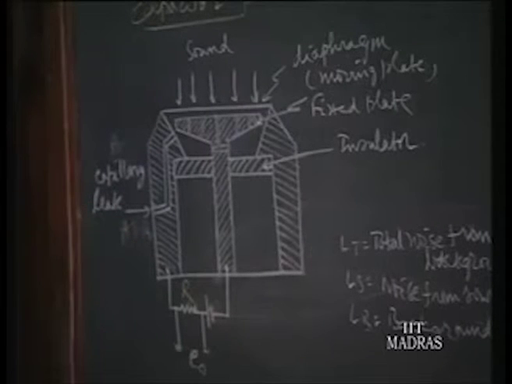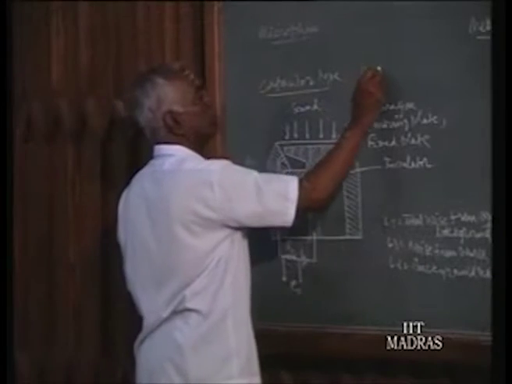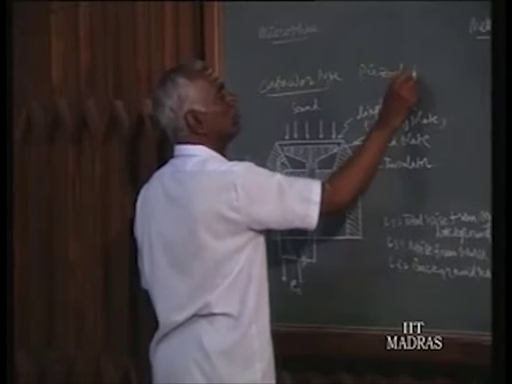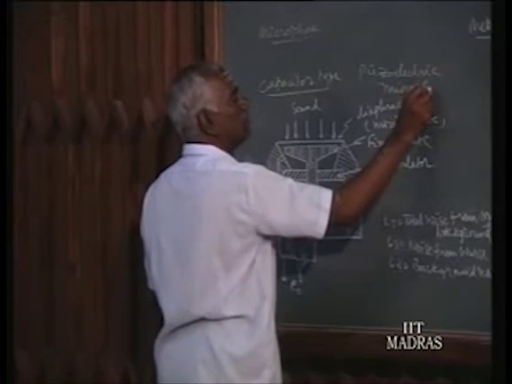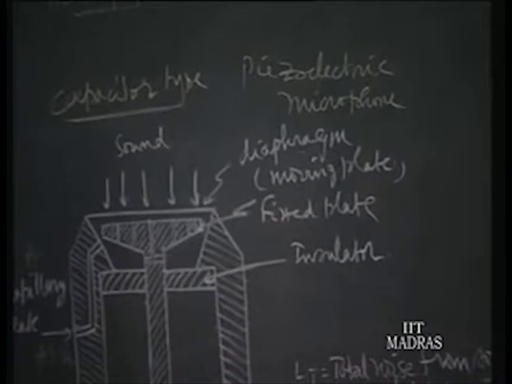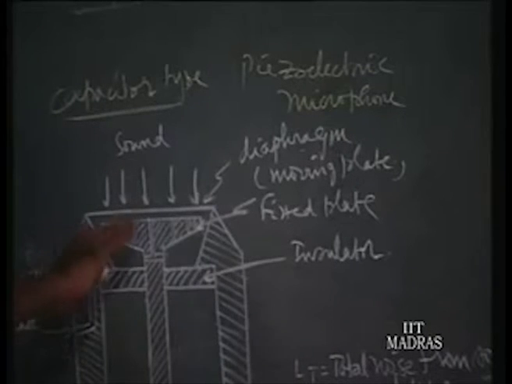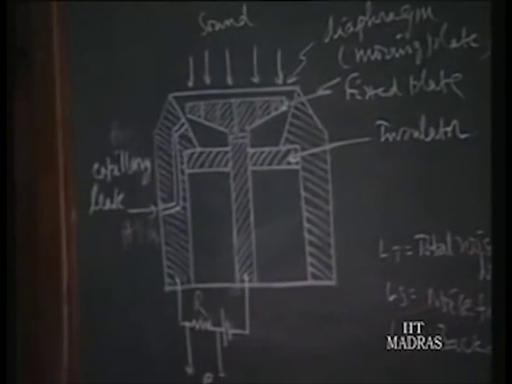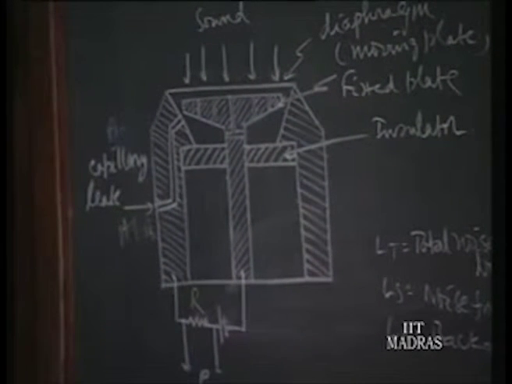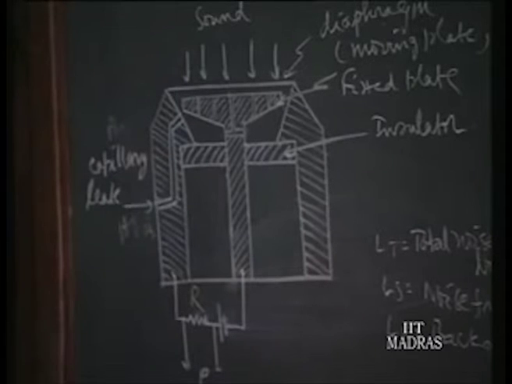In another one, the piezoelectric type microphone, a piezoelectric crystal, for example quartz, is just put below the diaphragm. Whenever the pressure is varying, the quartz crystal is compressed, and then you will find a charge is produced. That charge is amplified in a charge amplifier. Then you have the voltage output, which will vary the same way as the pressure variations. That also is available in the market.